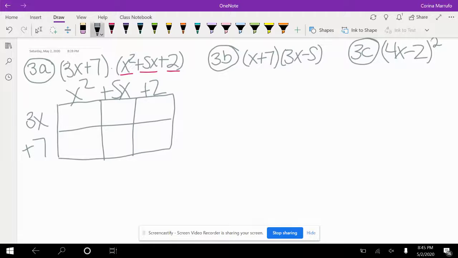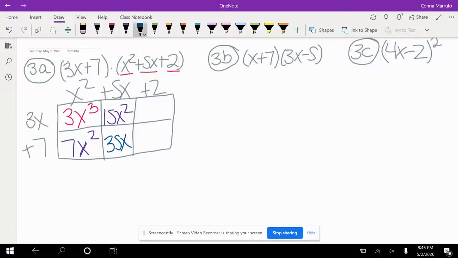So we have 3x times x squared. That's going to give you 3x to the third power. Then we take 7 and multiply it times x squared, and that gives us 7x squared. Then we take the 3x and multiply it times the 5x, and that gives us a positive 15x squared. From there, we multiply the next one. So 7 times 5x is 35x.